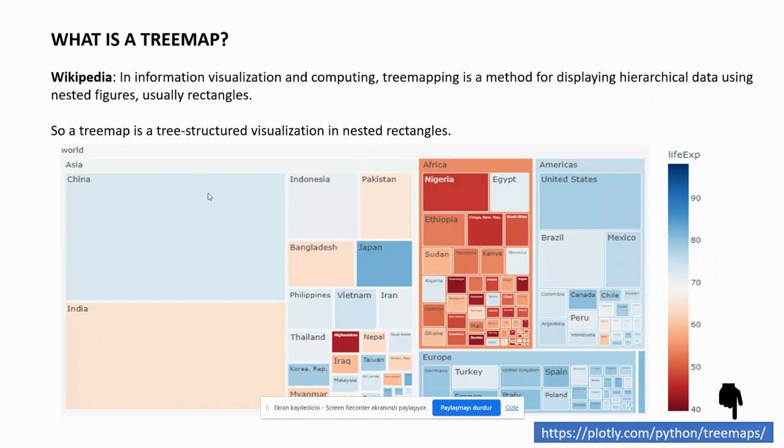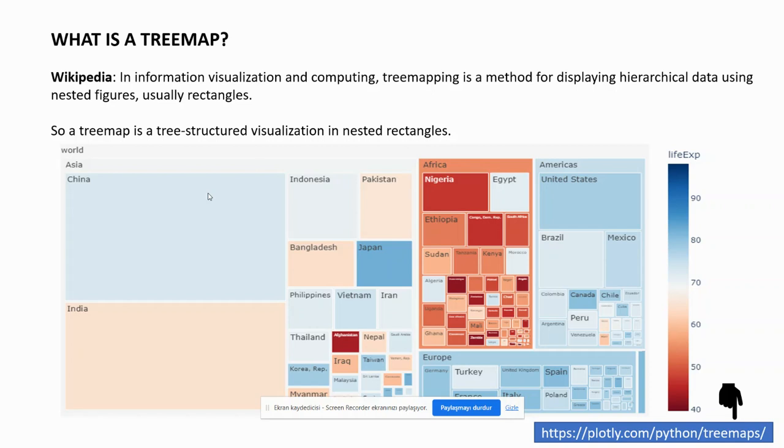So let's start. What is a tree map? A tree map is a visualization that uses nested rectangles to show hierarchical data, with the rectangle sizes defining some aspect of the data and some colorings defining another aspect of the data.